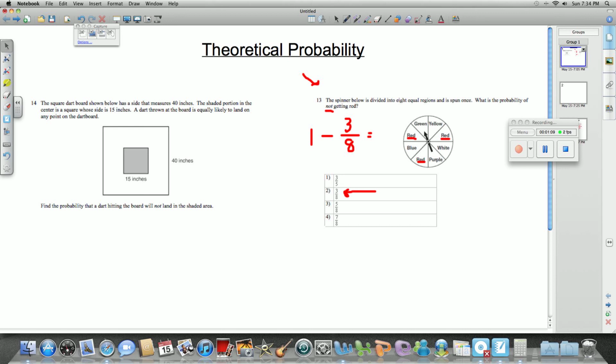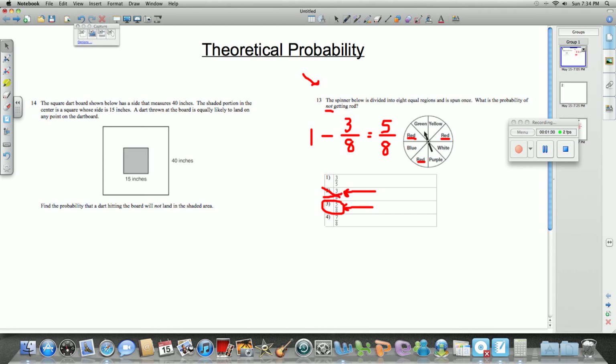So 1 minus 3/8 is going to leave us with 5/8. That's the amount that does not have red. So yellows, purples, whites, yellow, green, blue. So the correct answer for this one actually turns out to be 3. So you got to be really careful with those questions on the regions, not answer 2.